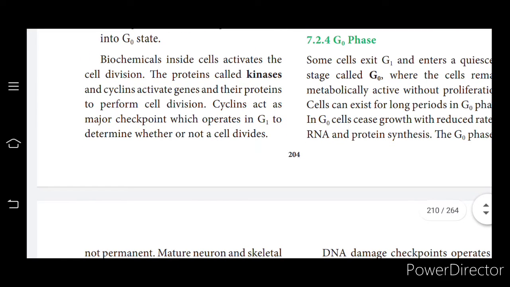Okay, so biochemicals inside the cell activate the cell division. The proteins called kinases and cyclins, these are the two proteins. They activate the genes and their proteins to perform the cell division. So please note, cell division is activated or started by proteins. What are the two proteins? Kinases and cyclins. These are the proteins which help to start the cell division.